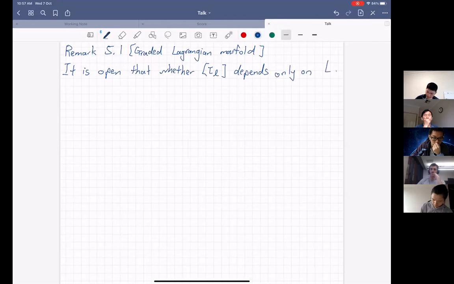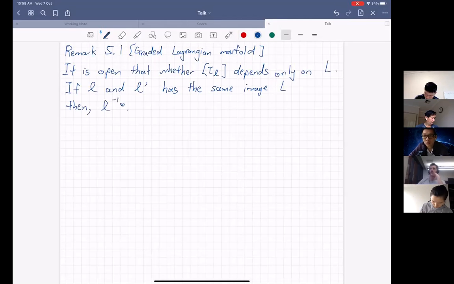But what they can show is if the two embeddings have the same image of the sphere, then this combination is isotopic to the identity in the diffeomorphism group of Sn.